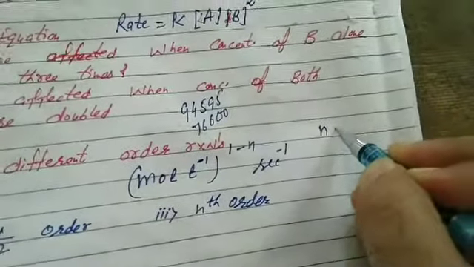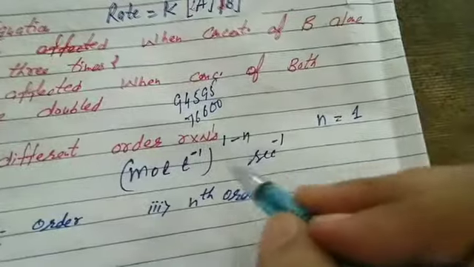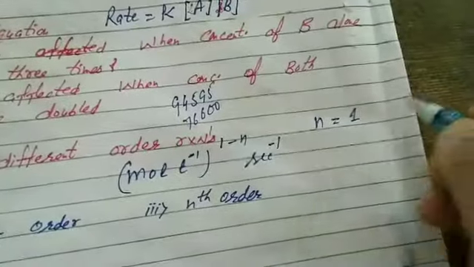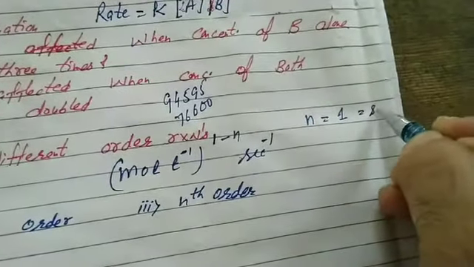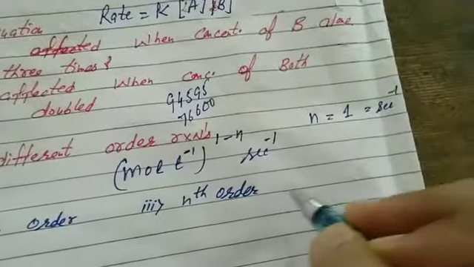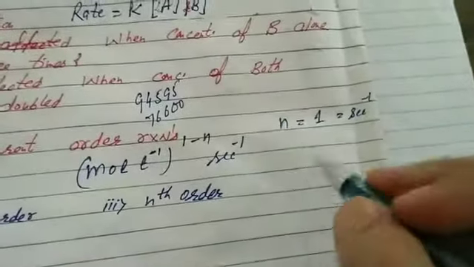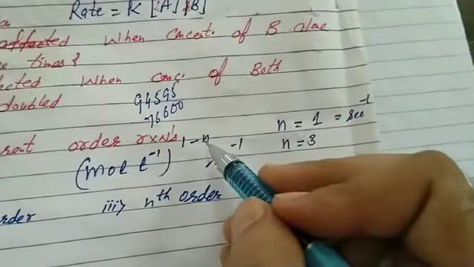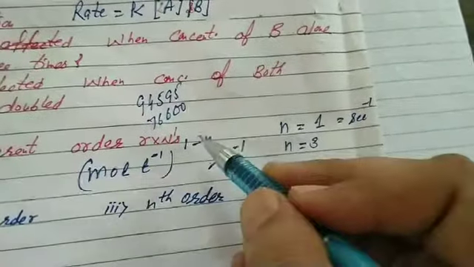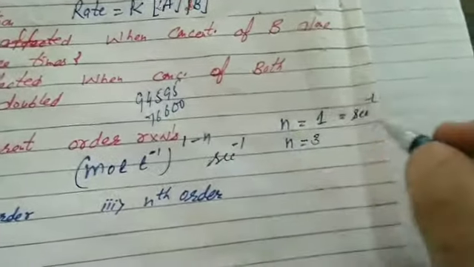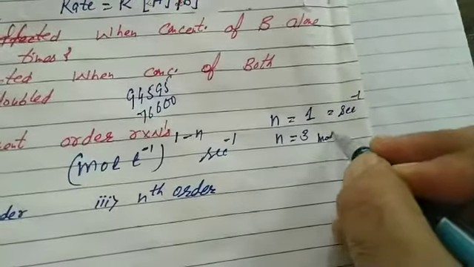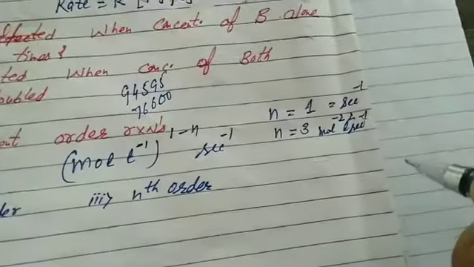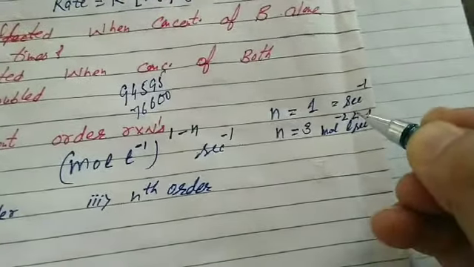Suppose the demand is for first order. Here we will put n equals 1. 1 minus 1 is 0. Anything power 0 becomes 1, and we got units second inverse. Then the demand is, suppose give units for third order reaction. We will put n equals 3. 1 minus 3 equal to minus 2. We got mole minus 2, liter 2, second inverse. Mole liter, students, same power but signs will change.